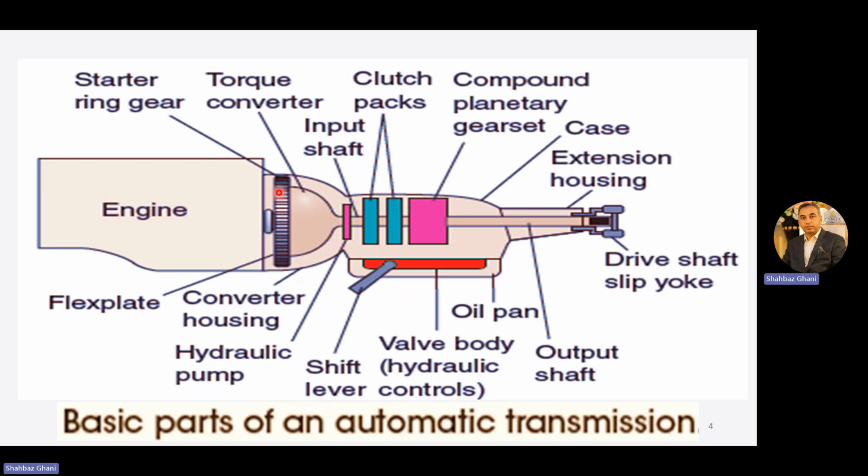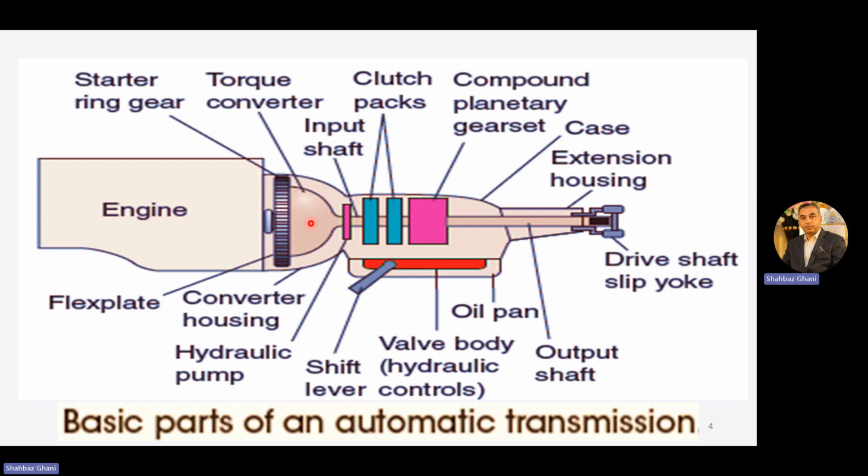We have a starter ring gear. This is a ring gear on which the starter motor pinion is engaged when we ignite the vehicle, or when we push start the vehicle. The starter pinion engages with this ring gear and tries to drive the engine. So this is the torque converter assembly.